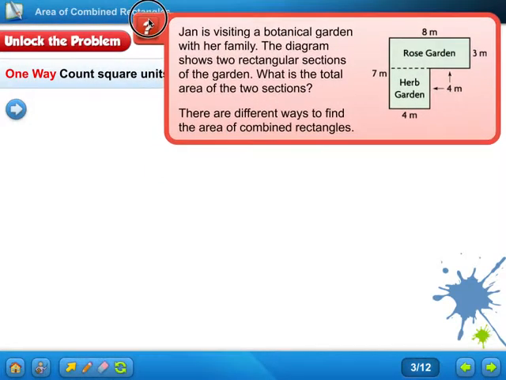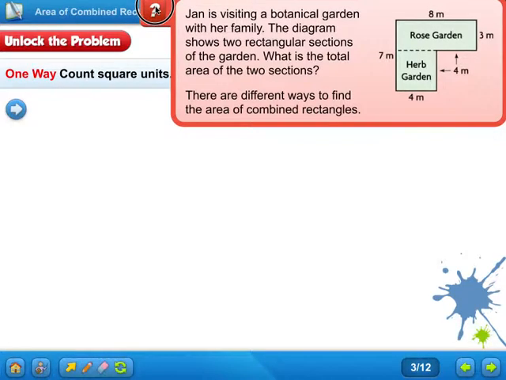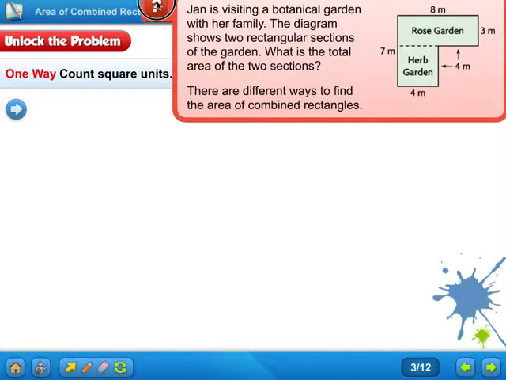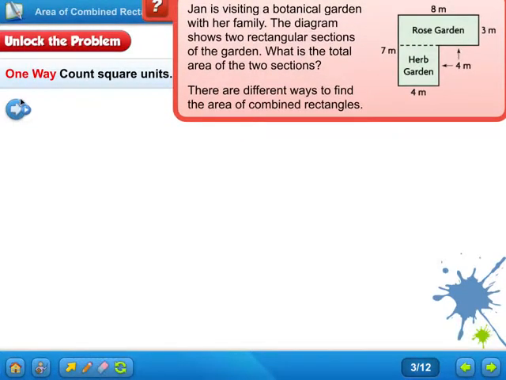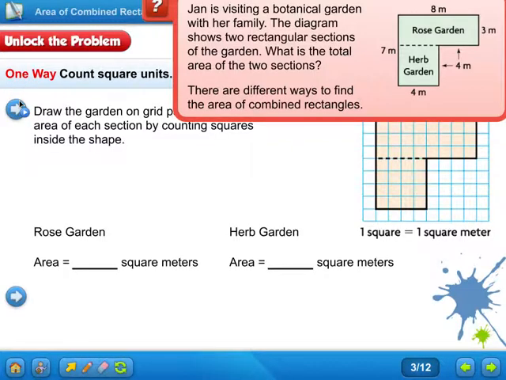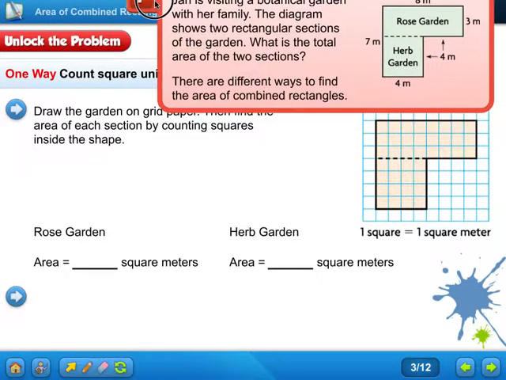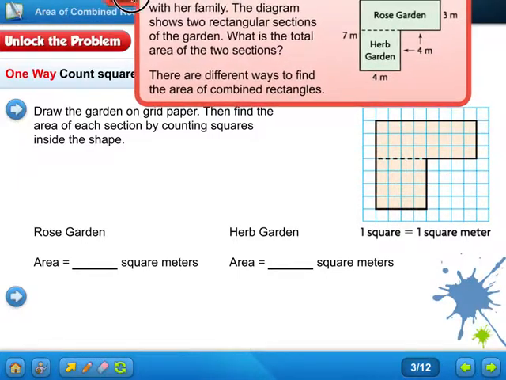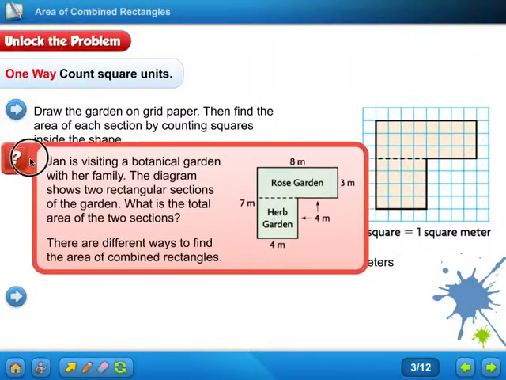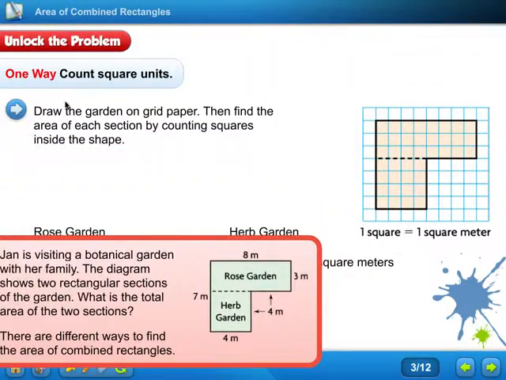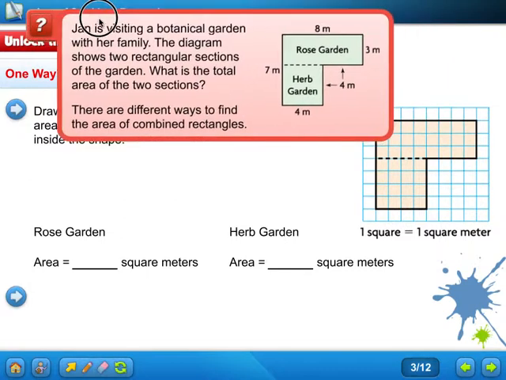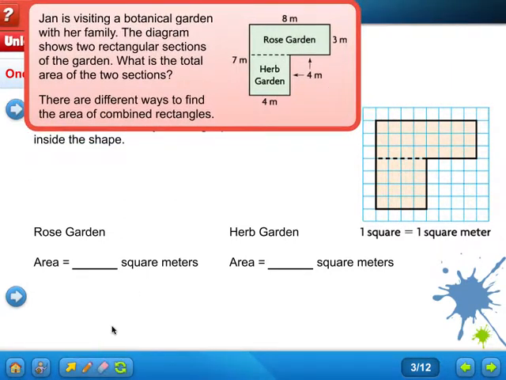All right, so I'm going to smoosh this up here. Get all the way to the edge. Perfect. So let's do this one here. For this one, you can draw the garden on grid paper, then find the area of each section by counting squares inside the shape. Okay, so here they drew it for us.